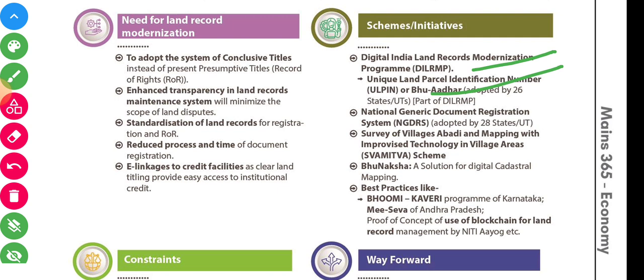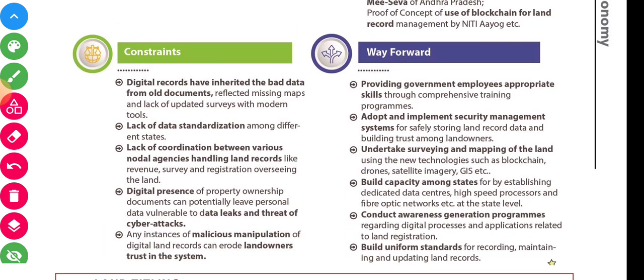Unique Land Parcel Identification Number or ULPIN or Bhu-Aadhaar, National Generic Document Registration System, Survey of Villages, Abadi and Mapping with Improvised Technology in Village Areas, Swamitva Scheme, Bhunaksha, Bhumi Kaveri, Meeseva of Andhra Pradesh, and use of blockchain for land record management by NITI Aayog. So these are initiatives related to land record modernization in India or in rural areas.